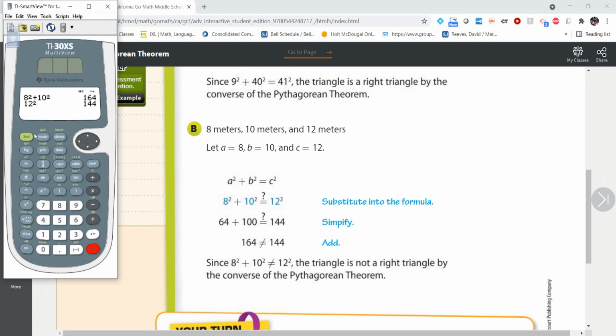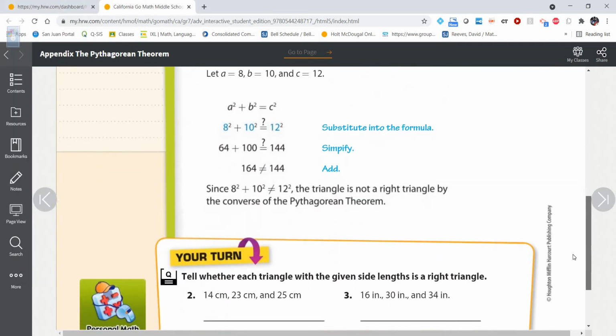By the way, someone asked in class, well, Mr. Reeves, can't I just do this? Can I put it in the square root like we were doing to find the missing lengths and go the square root of 8 squared plus 10 squared, and then check and see what I get? I get 12.8, which is not 12, and that is absolutely true.